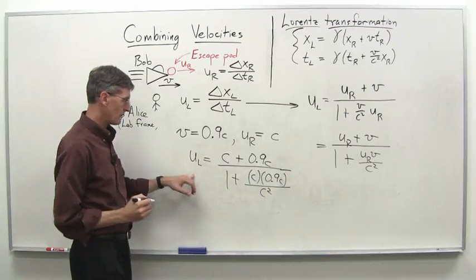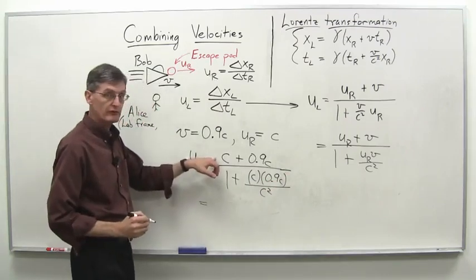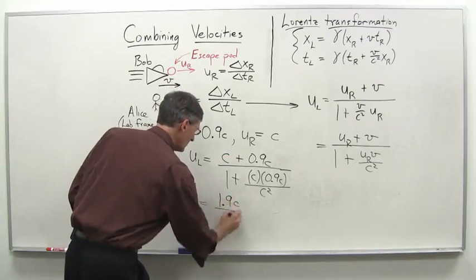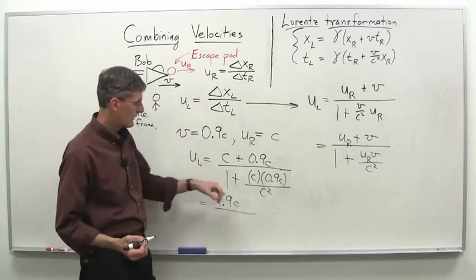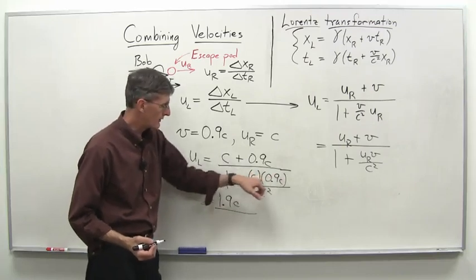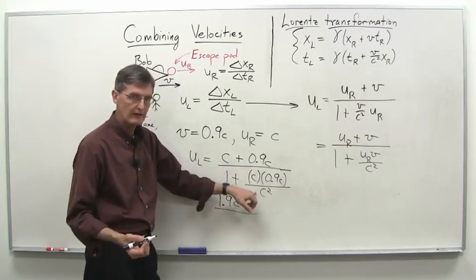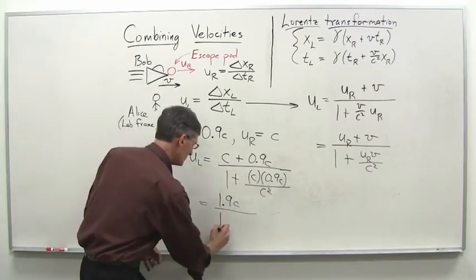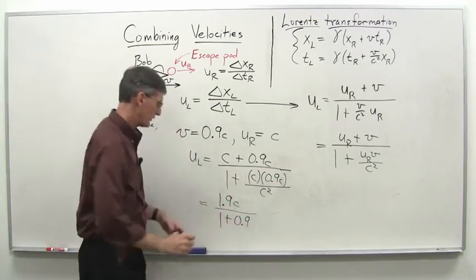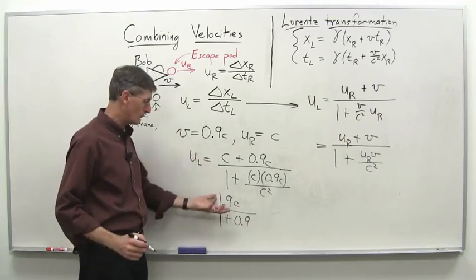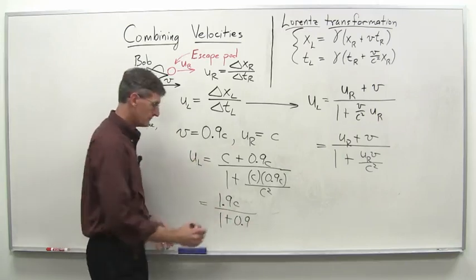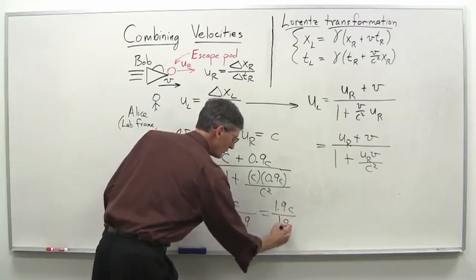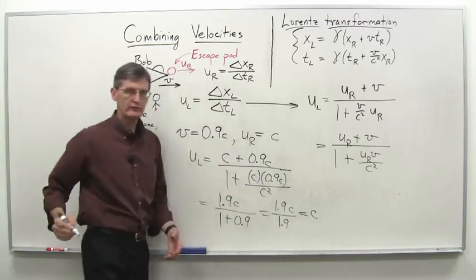Okay, so what have we got here? On the top, I've got c plus 0.9c. That's 1.9 times c. And on the bottom, look what happens. I've got a c here and a c here, so I've got c squared divided by c squared. Again, that cancels, and I've got 0.9 left. So I have 1 plus 0.9, and of course, that's 1.9. Just to make it clear, I've got 1.9 times c divided by 1.9. And that, of course, is just c.